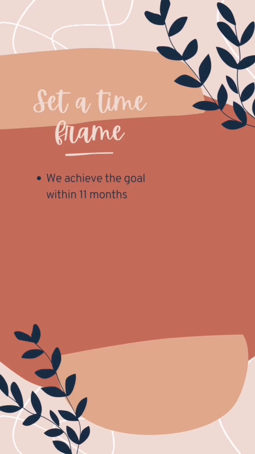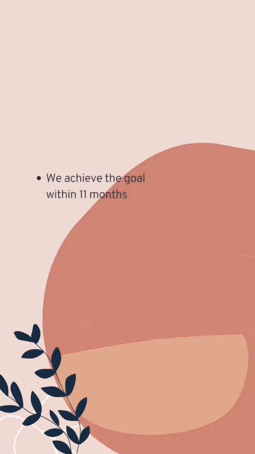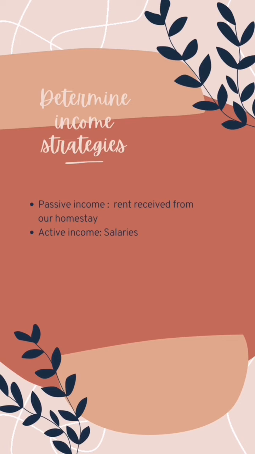Number 5 is set a time frame. We want to achieve our savings goal within 11 months. The last one is determine income strategies. It is divided into two groups, which are passive income and active income. Passive income, for example, is rent received from our homestay. Active income, for example, is salaries.